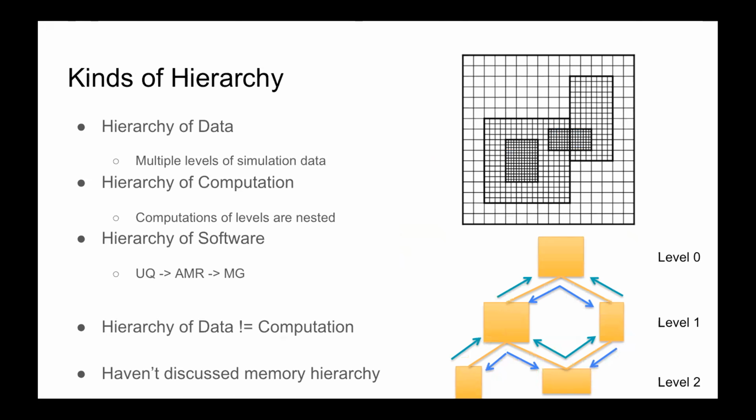We have a hierarchy of computations, right? We have computations that are nested, with our different cycles for the smoothers across different levels of the AMR simulation. And we have a hierarchy of software too, right? UQ is our outermost layer of software, and then we have our AMR simulations, and then inside of those we're doing multigrid smooths in order to keep things stable.